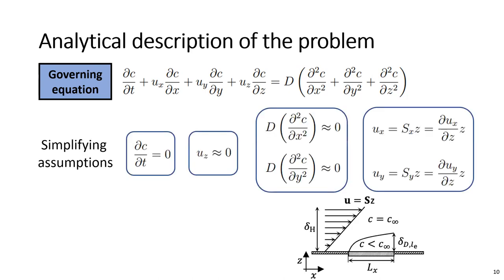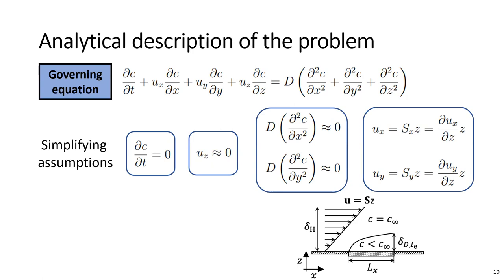However, this equation has no analytical solution, unfortunately, so we introduce several simplified assumptions. We consider steady state, that means the time derivative of concentration is zero. Also, we consider the flow is parallel with the wall, that means the Z component of the velocity field vector can be neglected. Also, if the Péclet number is high enough, we can consider the diffusive terms in the direction of the X and Y axis to be approximately zero.